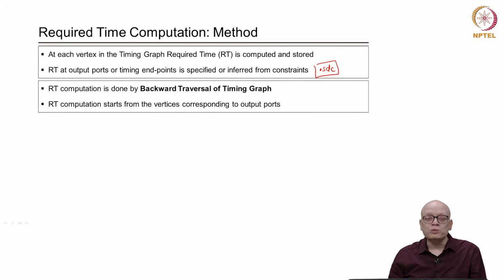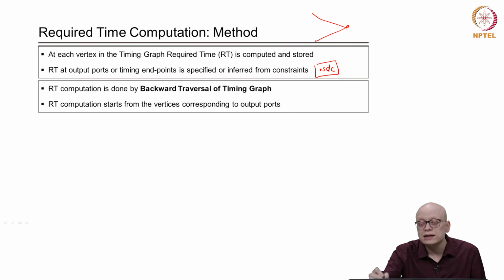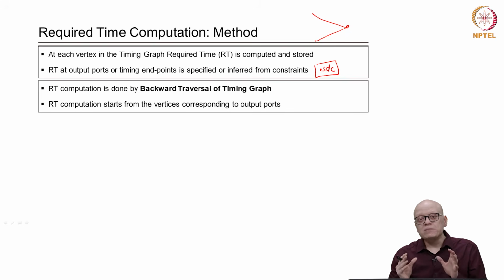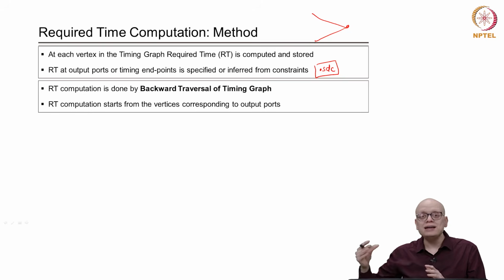So, required time computation is done by backward traversal of the timing graph, right. If we have a node, we traverse in the fan-in cone, that is what we mean by backward traversal of the timing graph. Required time computation starts from the vertices corresponding to the output ports or the endpoints of the timing graph. So, the required time is computed from the endpoints and into the fan-in of the circuit.